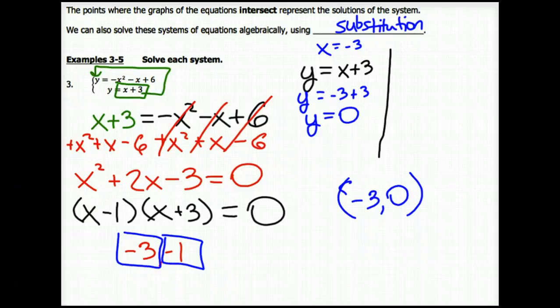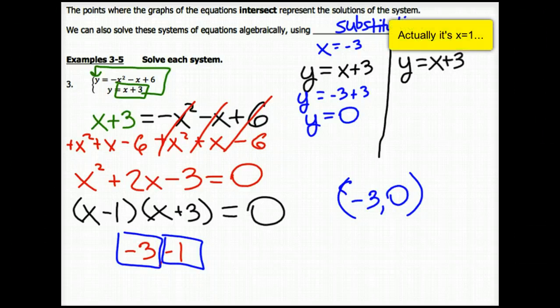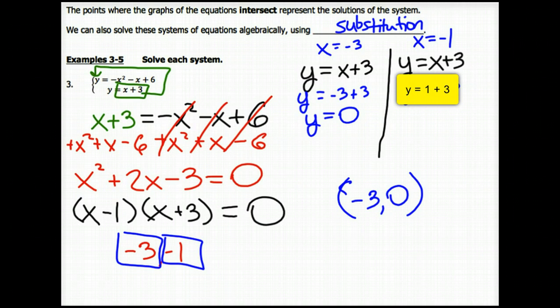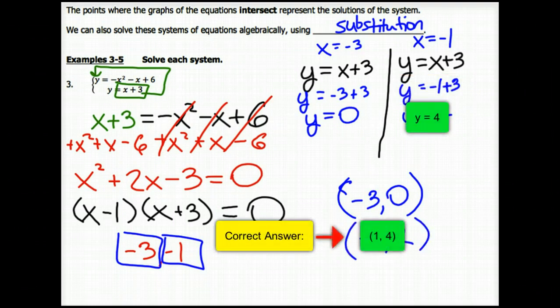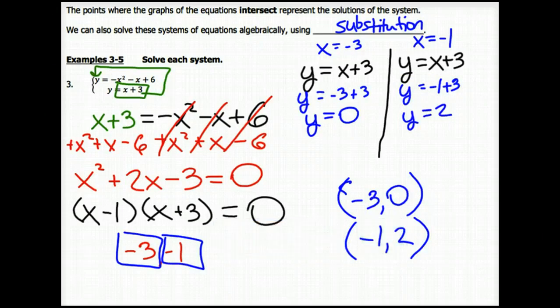Okay, now I'm going to do the same thing for my other x value I found, x equals 1. And I'm going to find the point there. So I plug in a 1 for x, and y comes out to be 4. Okay, so this is basically just how we solved systems in the last unit, unit 2. But now we're getting two x values for some of our problems, so we're going to get two different ordered pairs. (-3, 0) is one of our ordered pairs, and then (1, 4) is our other ordered pair.